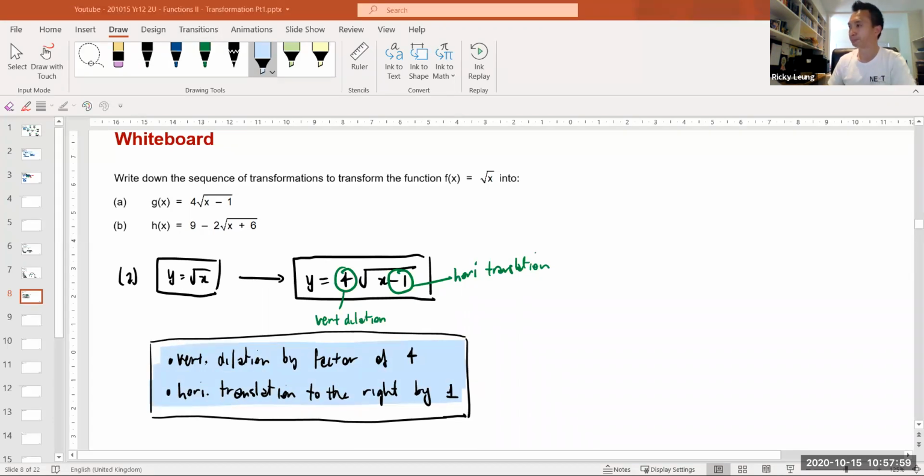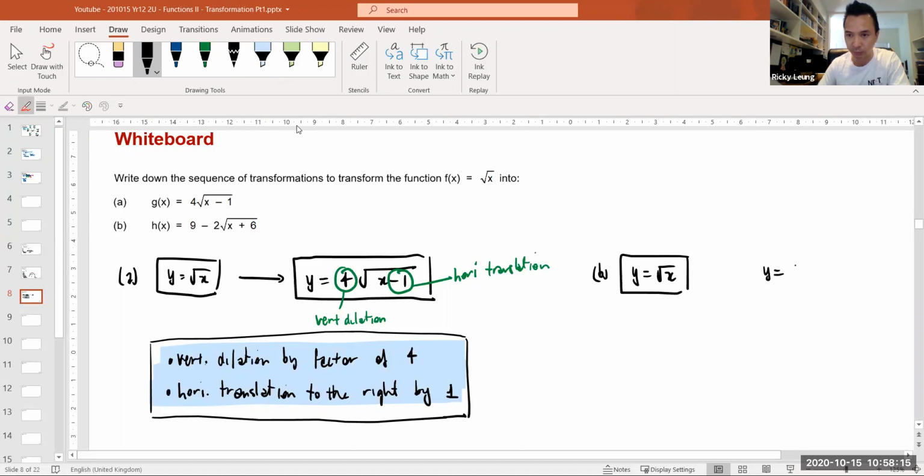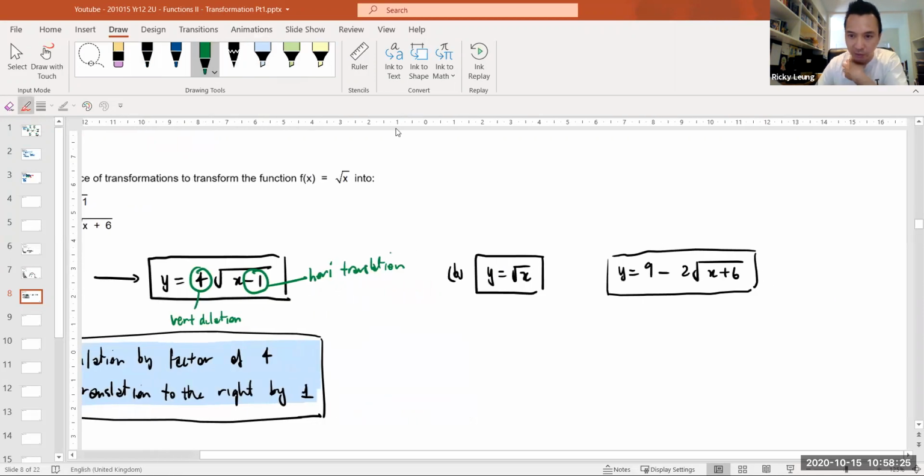Part B. Now, this one here is a bit more involved. Let's see what we have here. So we're going to move from a root x function to something a bit more complicated, where it's like 9 minus 2 root x plus 6. All right. There's a few things happening here. Let's unpick them. So that is a +9 outside. So this guy, firstly, is a vertical translation, right? And it's positive, so I'm shifting that up.